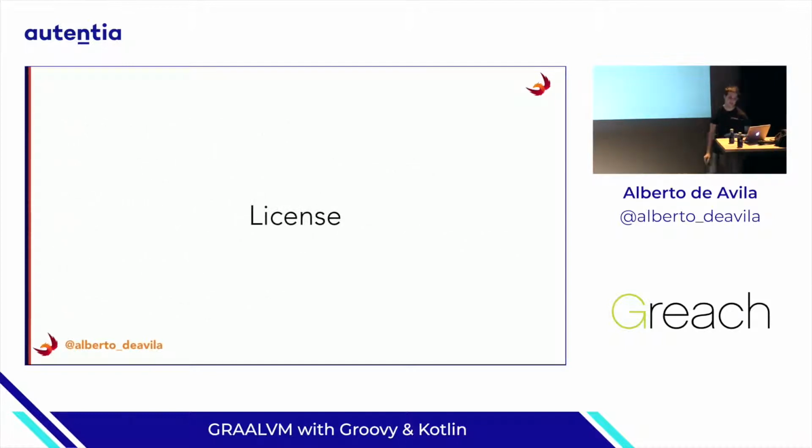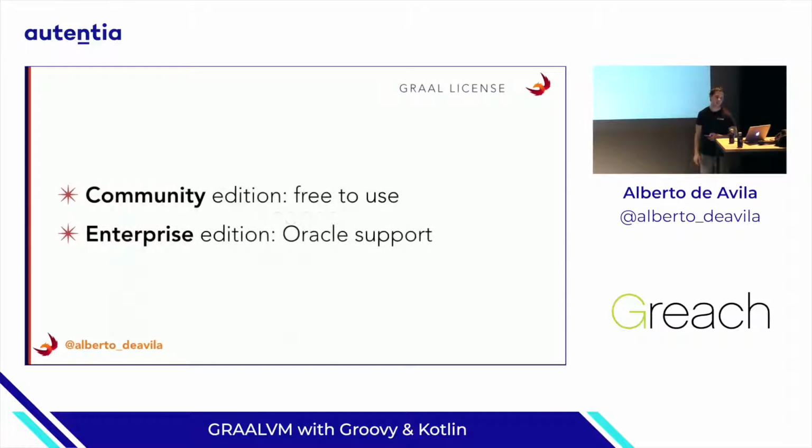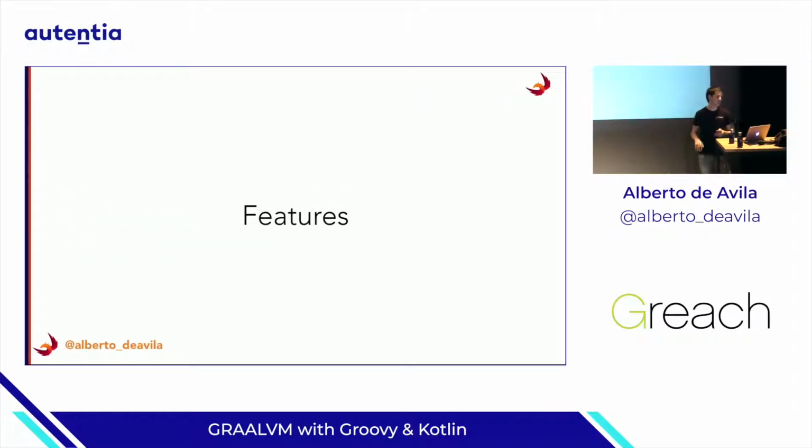License, another important thing here. We have two licenses, the Community Edition, free to use, and the Enterprise Edition with Oracle support. GraalVM was a research project from Oracle, but now is really close to being ready for production. We don't know if in the future Oracle wants to earn some money with the use of GraalVM, but for the moment they are the same version. What features do we have?